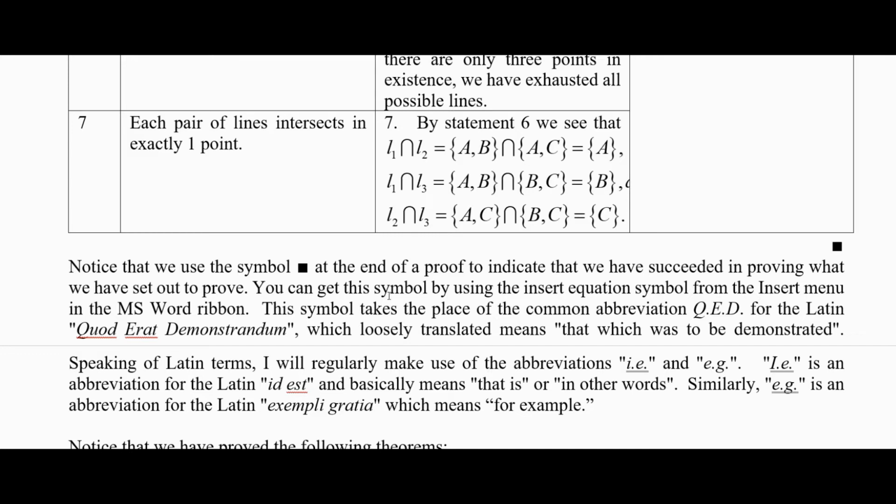So this symbol takes the place of the common abbreviation QED, for the Latin quod erat demonstrandum, which loosely translated means that which was to be demonstrated. Speaking in Latin terms, I will regularly make use of the abbreviations IE and EG. IE is an abbreviation for the Latin term id est. It basically means that is, or in other words. Similarly, EG is an abbreviation for exempli gratia, which means for example.